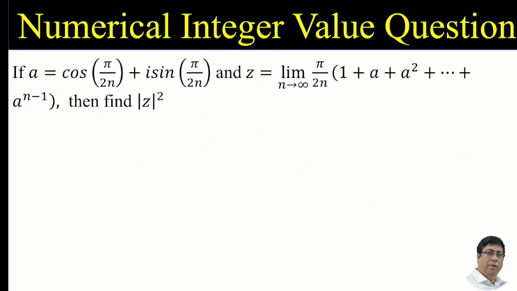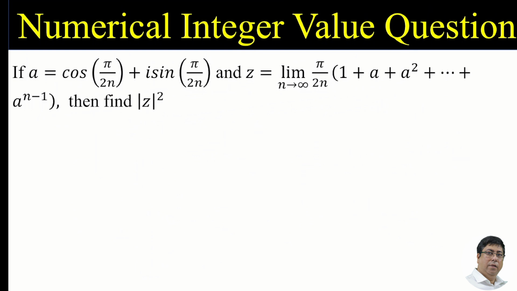If a equal to cos pi by 2n plus i sin pi by 2n and z equal to limit n tends to infinity of pi by 2n times (1 plus a square up to a to the power n minus 1), find mod of z square. So first of all, there are a number of ways to solve the sum. Like we can use the GP formula, (a to the power n minus 1) by (a minus 1), and we can proceed. But I am showing the short method of solving this sum.